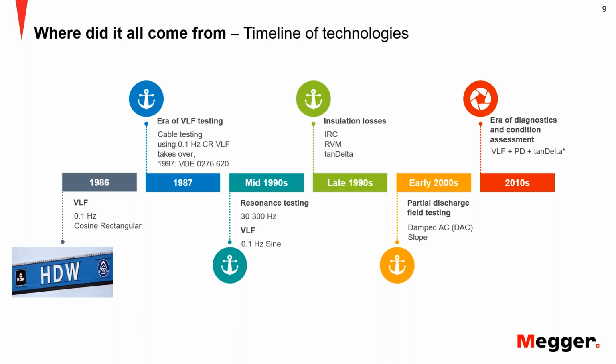And the first VLF standard was the VDE, which is the German national standard, which was issued in 1997 to include VLF testing now and not allowing DC testing on polymer cables anymore. Then in the mid-90s, the resonance testing emerged, which, because of equipment size, cost, and all of these details, is reserved for high voltage transmission cables. It has not taken on in the medium voltage world.